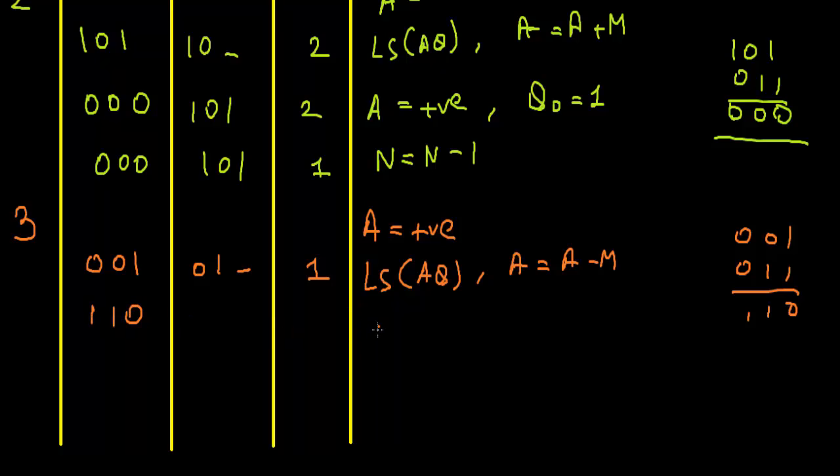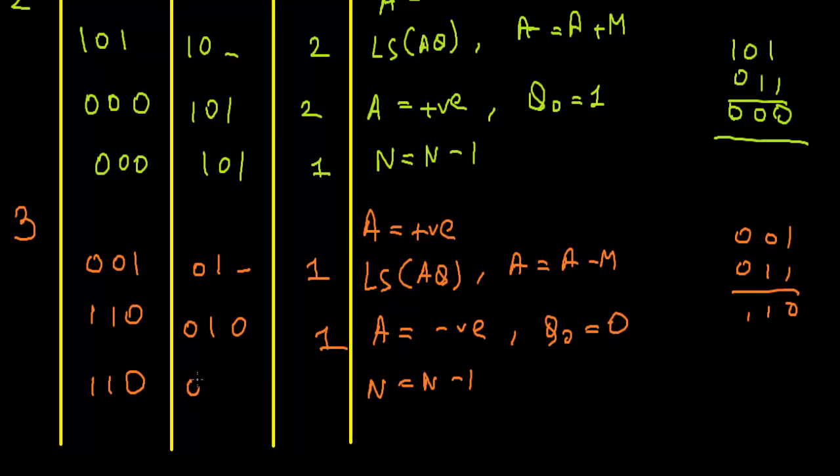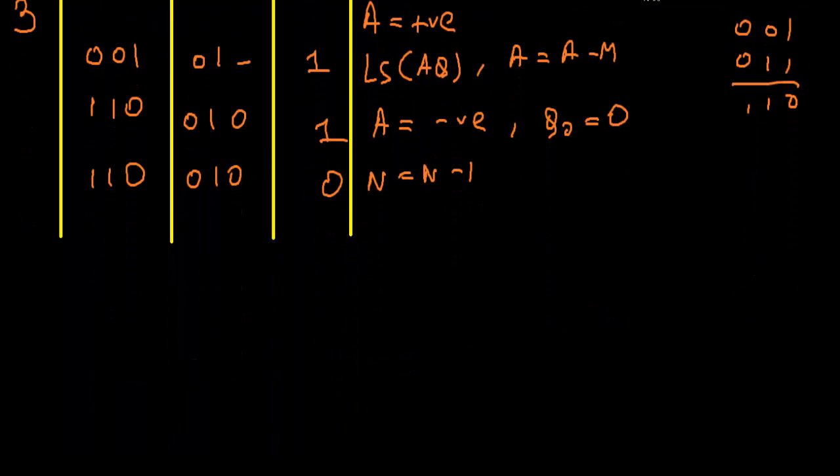And we need to check the sign of A again. A here is negative. So we need to set Q0 equals 0. So 0 1 0, and N will be 1. Now we need to reduce the number of bits. So N is now 0. So finally, this is an important step. Just pay close attention to this.